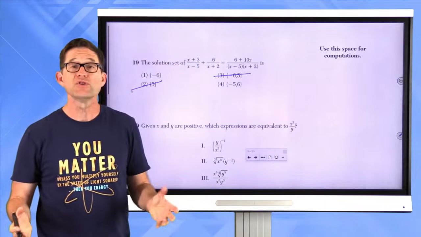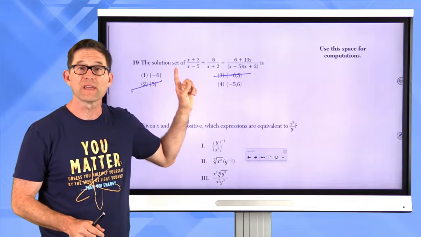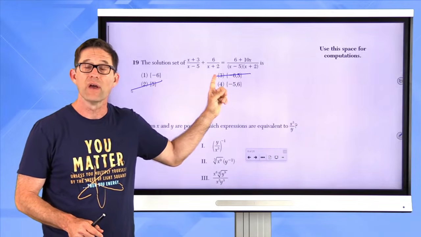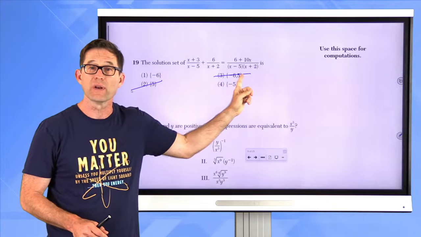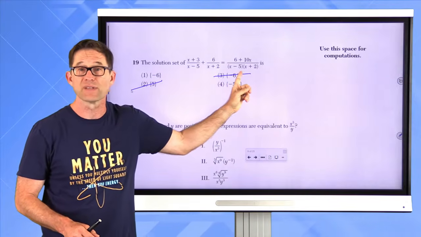So how do we generally solve one of these equations? Well, notice here we've got a denominator of x minus 5. Here we have a denominator of x plus 2. And here we have a denominator of x minus 5 times x plus 2.